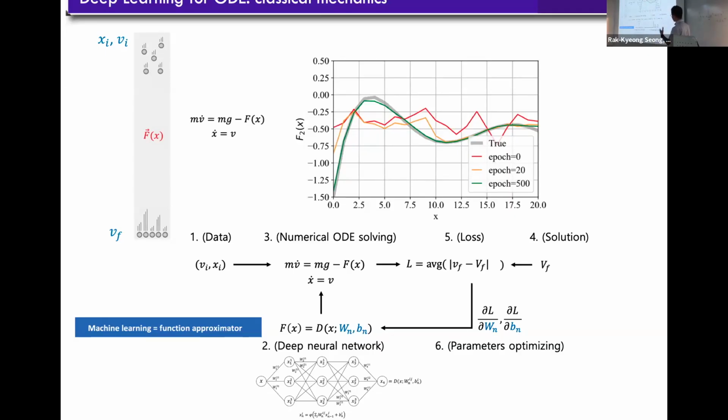Now this F is approximated by a deep neural network. Then the machine will try to change. At first, the machine assigns random numbers. But in order to reduce this loss function, the machine will change these numbers and try to change F. So here, the true one is gray and the starting one is red. This is a random F. After 20 epochs, 20 trials, it becomes orange. And after 500 trials, the machine found the answer. Okay, this is a very simple example.